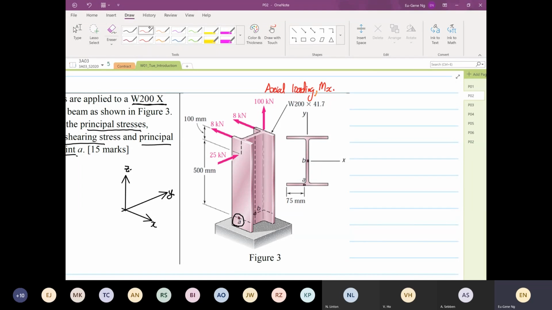Now the next one we're going to look at is the both 8 kilonewtons. These both 8 kilonewtons will generate a shear force, the shear force V in the X direction, and it's also going to generate a moment in your Y direction. And then the 25, as you can see over here, I'm going to use a different color. The 25 will generate a shear force in the Y direction and a moment in the X direction.